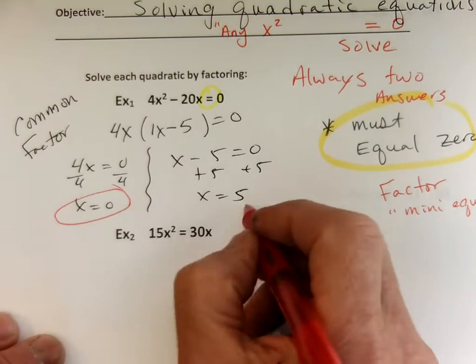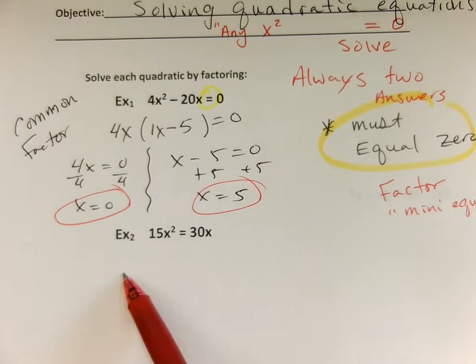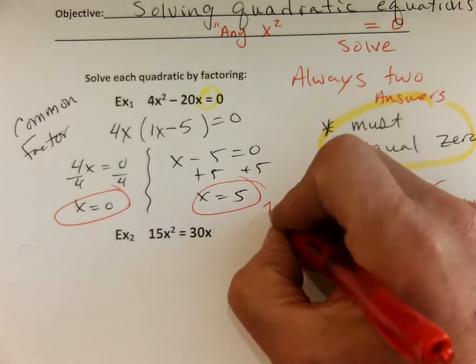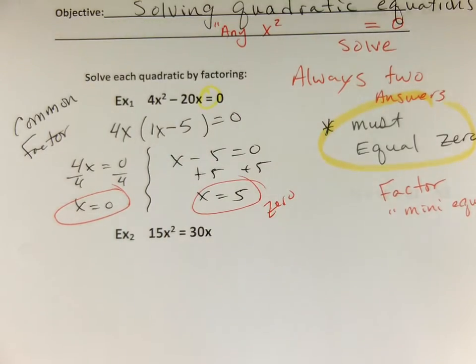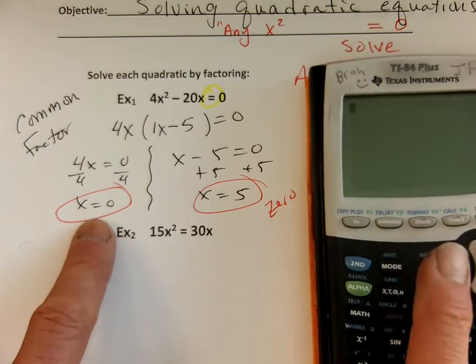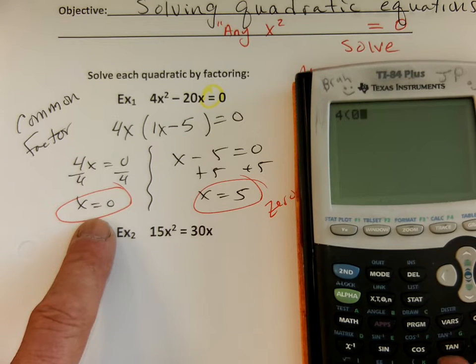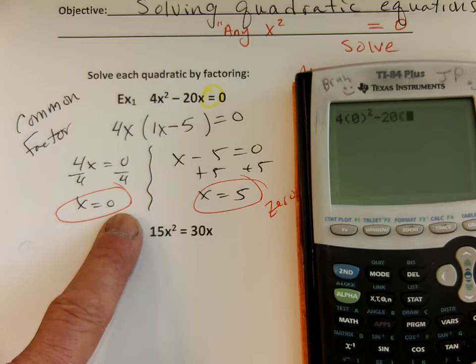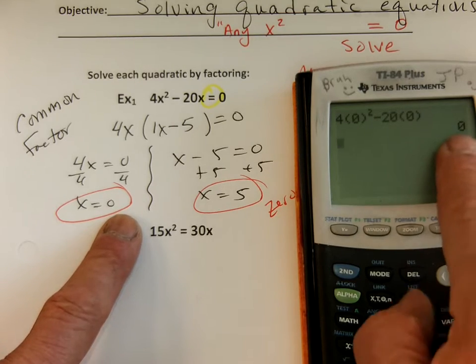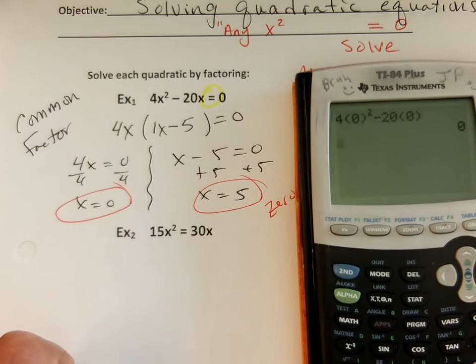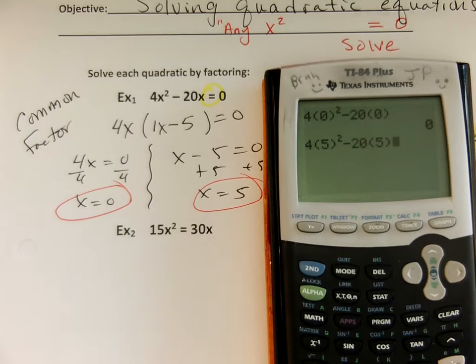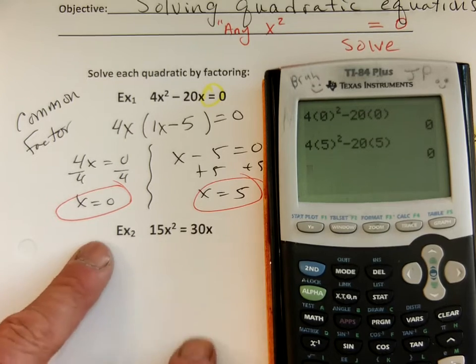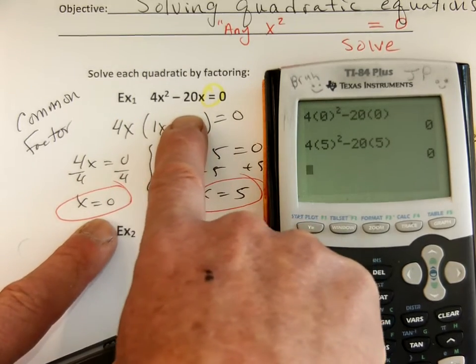We're going to call them zeros because they make the equation 0. If you plug in 5, it'll make it 0. Watch, I'm going to show you that real quickly. If I went 4 times 0 squared minus 20 times 0, I get 0. I kind of expected it. So this answer gives me 0. And if I put in the 5, watch, 4 times 5 squared, subtract 20 times 5, my answer better be 0. You guys agree? Because I called them zeros. Boom. 0. So the two answers I have are called zeros because they make the equation zero. Okay?